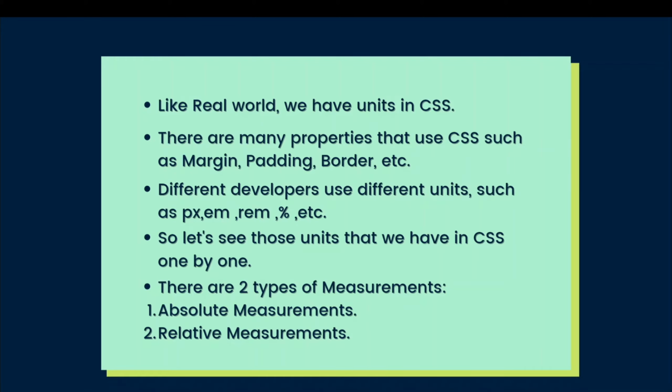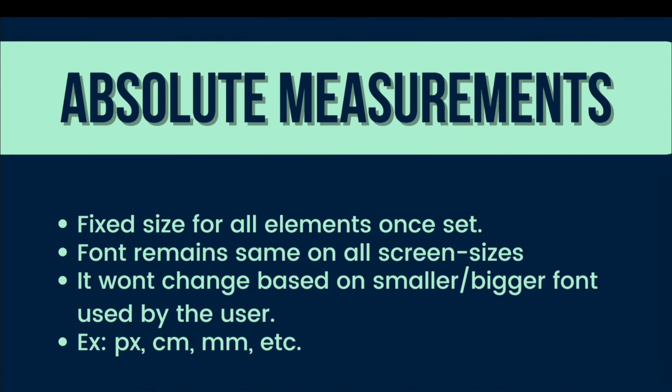There are two types of measurement. The first is absolute measurement, and the second is relative measurement. So first, what is absolute measurement? Absolute measurement means that once the size for a particular element is set, it will remain the same for every screen size. It won't change no matter what. This is just the theory part for you to understand, and we are going to see the practical part also. I just want you to remember quickly what all of them do. Write down these points if you want, so you can remember them easily when we try the code part.